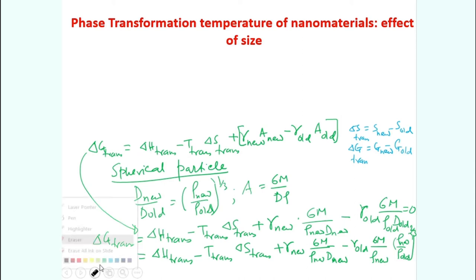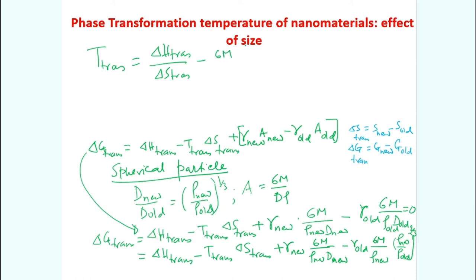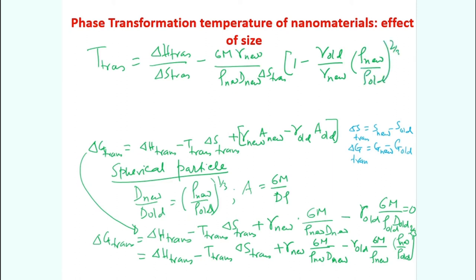So then I can write down T trans is equal to delta H trans by delta S trans minus 6m gamma new divided by rho new d new delta S trans into 1 minus gamma old by gamma new into rho new by rho old to the power 2/3. Correct? That's what you can get very easily by doing this mathematical jugglery. It is obviously 0, right? Otherwise, this equation will not hold.